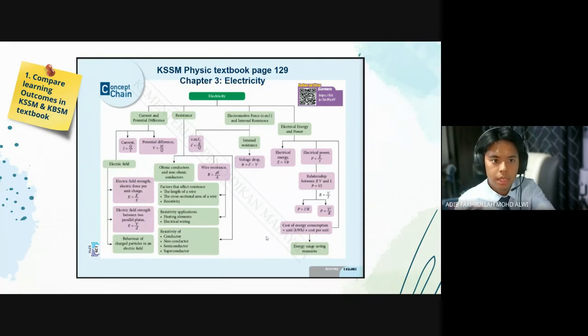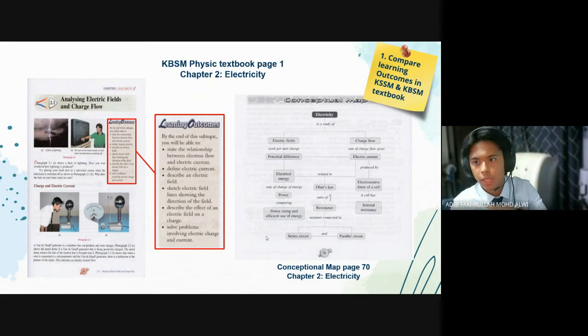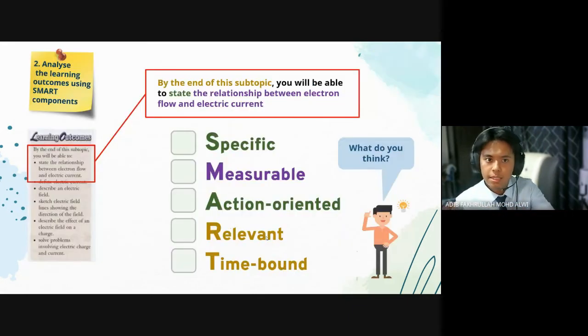How about the KBSM textbook? The KBSM textbook provides learning outcomes, and it also provides the conceptual map, which is a mind map, at page 70, chapter 2 electricity. So let's analyze the learning outcomes using SMART components in the KBSM textbook. By the end of this subtopic, you will be able to state the relationship between electron flow and electric current. Is it specific or not?